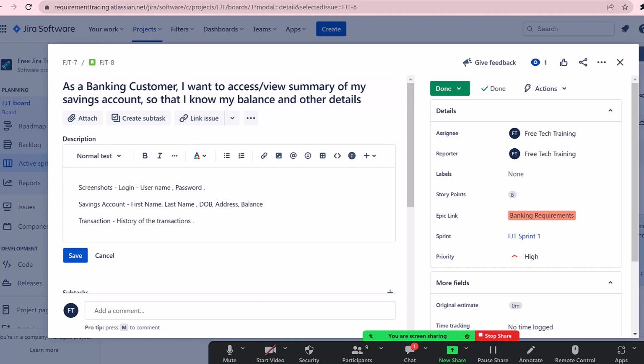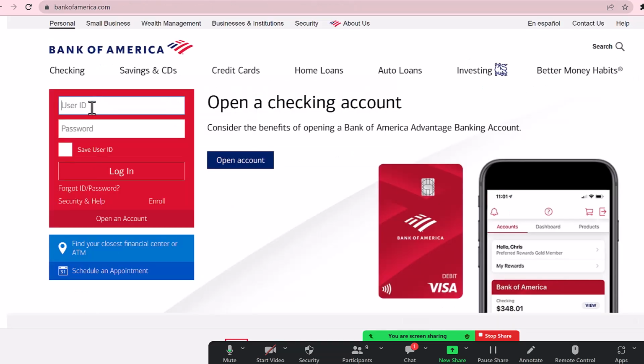So for example, this is user ID and password. The positive scenario is both valid: as a user, I'm entering a valid user ID and a valid password. The scenario is it should log in. Valid user ID, invalid password: do not log in. Invalid user ID and a valid password: do not log in. Or both an invalid user ID and an invalid password: do not log in. So there are 4 scenarios for this login.